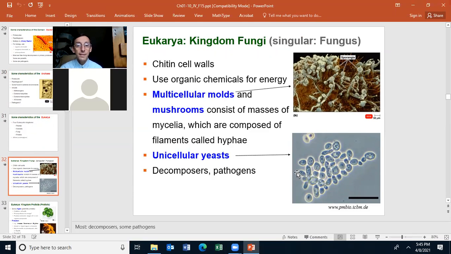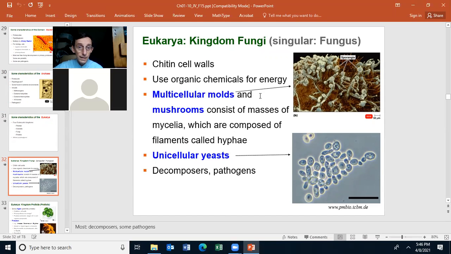Let's talk a little bit about the kingdom fungi of the eukaryotes. Fungi is plural. The singular term is fungus. You don't need to really know, you can find chitin in their cell walls, but they use organic chemicals for their energy needs, and that's similar to us. We use organic chemicals for our energy needs.